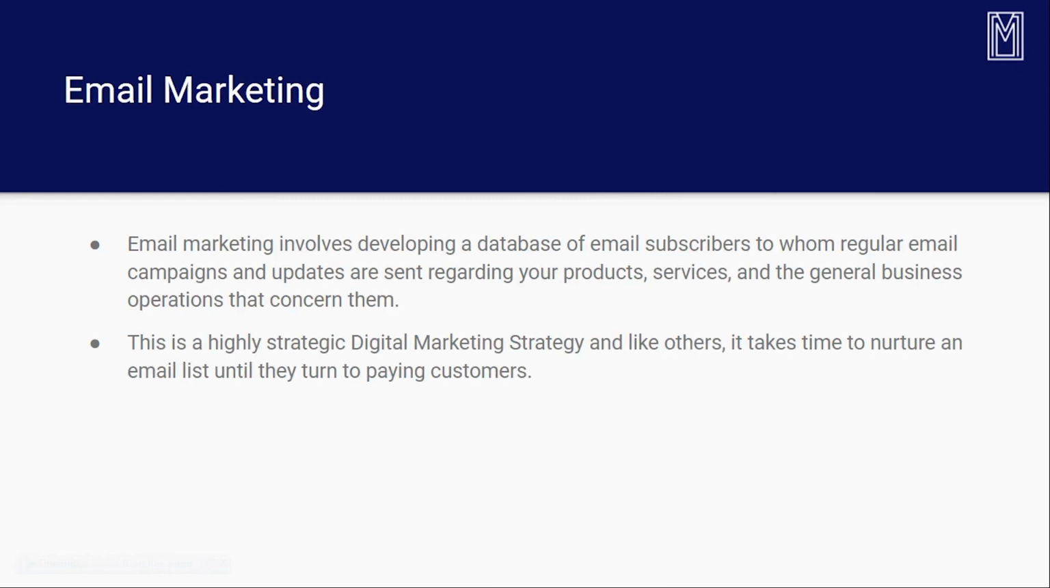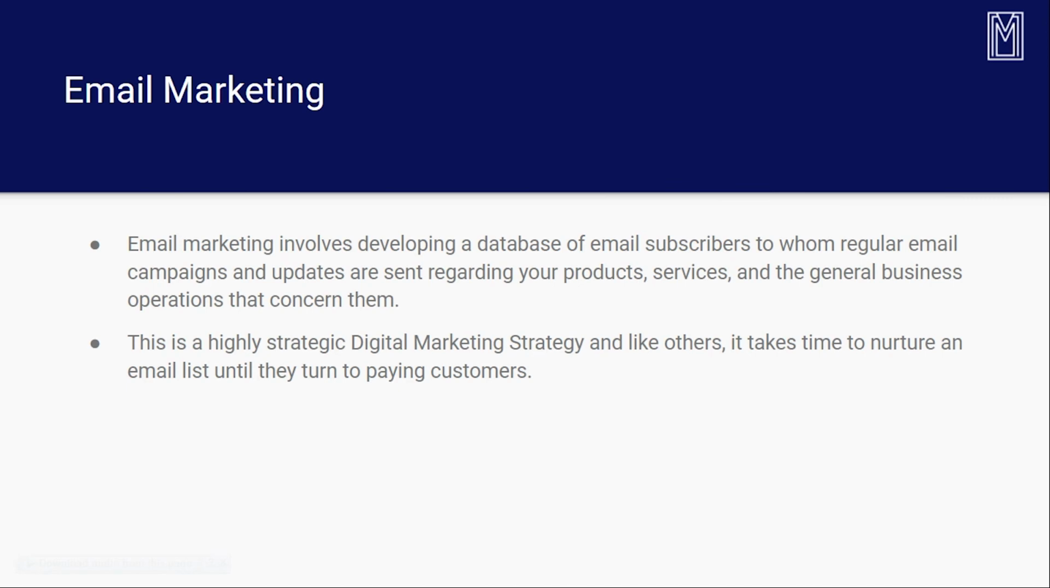This leads us to the next concept, which is email marketing. Email marketing involves developing a database of email subscribers to whom regular email campaigns and updates are sent regarding your products, services, and general business operations that concern them. This is a highly strategic digital marketing strategy, and like others, it takes time to nurture an email list until they turn into paying customers. It's actually a long process. You have to first learn about lead generation. When we're talking about email marketing proper, you will learn how to generate leads, whether organically or paid, via Facebook lead generation ads, or Mailchimp and what have you.